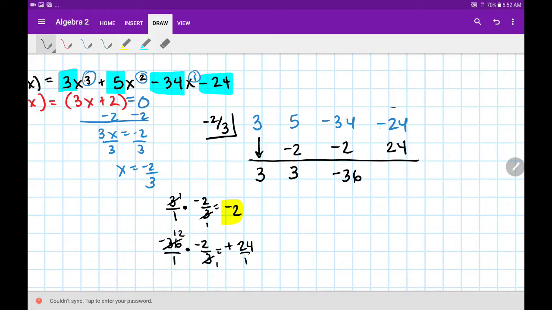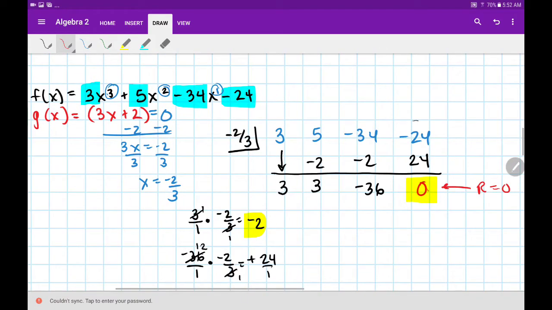Okay, we're combining our like terms. Negative 24 plus 24 gives me 0. And remember, that's what I was looking for. I wanted to see what is our remainder. Since our remainder does equal 0, that means that we found a factor. Yes. g of x is a factor of f of x because it goes evenly into it when we divide. There's no leftover, there's no remainder.